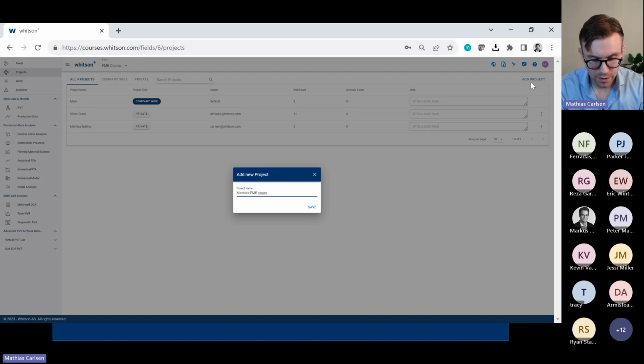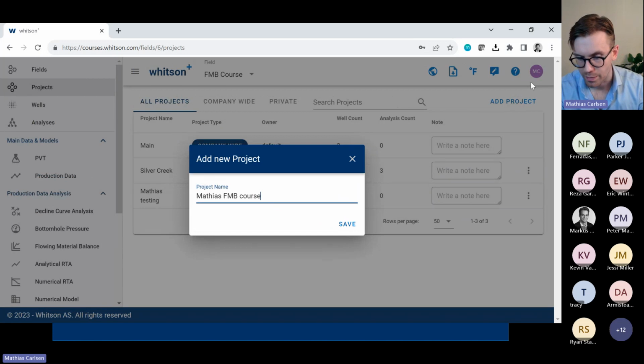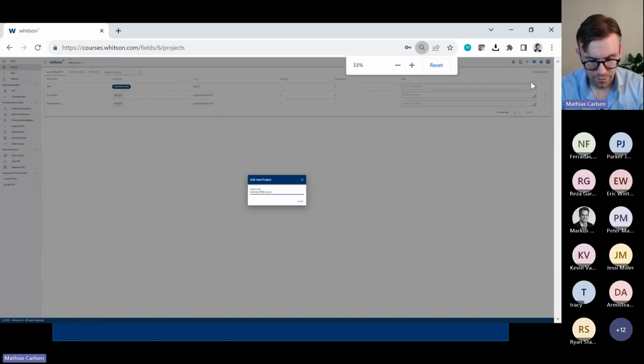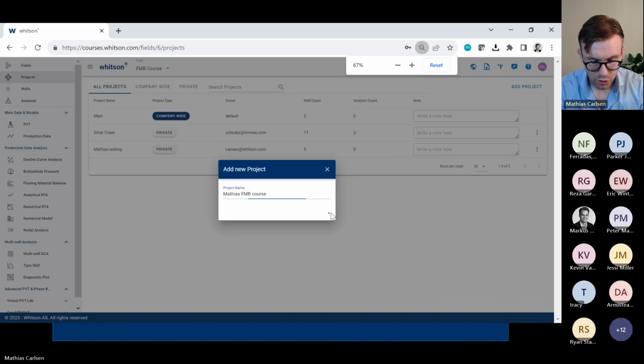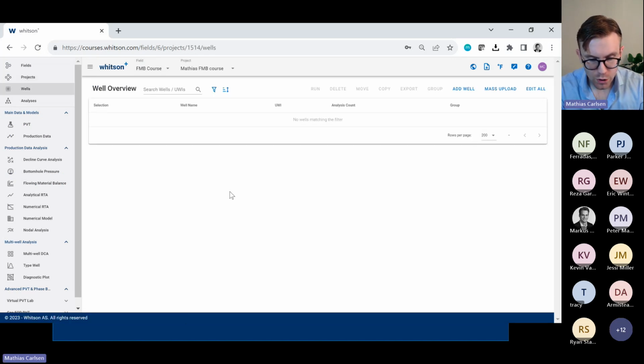I'll zoom in a little bit so you can see it. So just call the project name this. We'll go through all of this a little bit later. Once you're happy with that, you click save. And then once you've made your FMB course, you click that FMB course project, such that you're in that project. And we're going to work through the examples in that project a little bit later. Awesome.